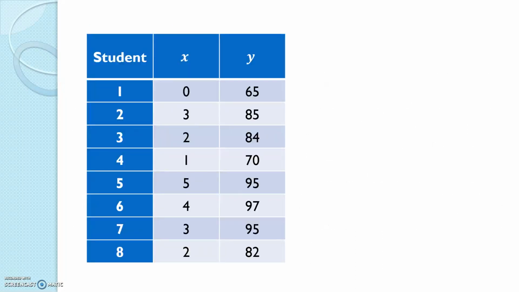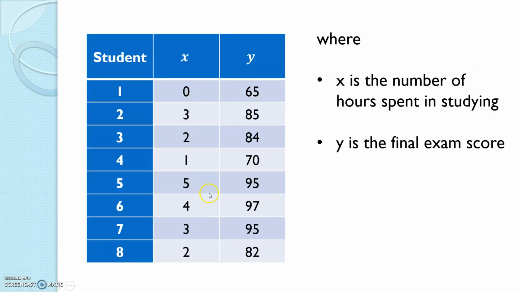So here are the scores of 8 students, and here is the number of hours. X is the number of hours spent in studying, and Y is their final exam score. Let's see whether there is a significant relationship between the number of hours spent in studying and their final exam score.